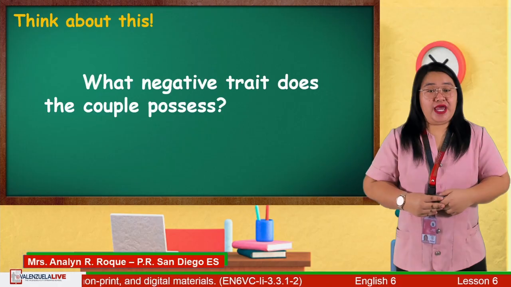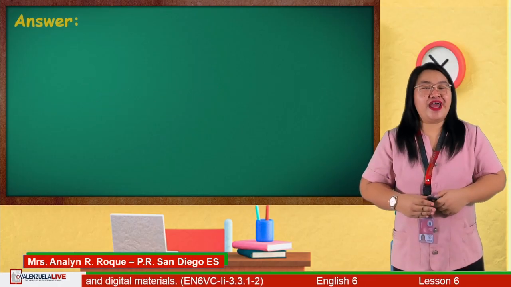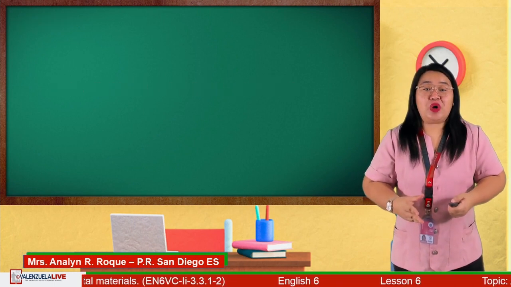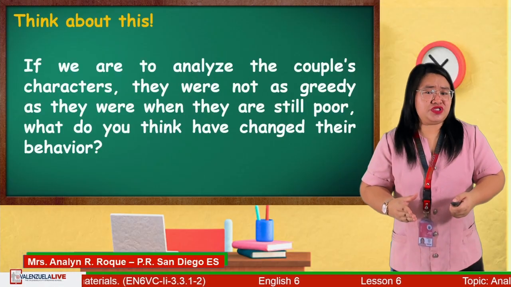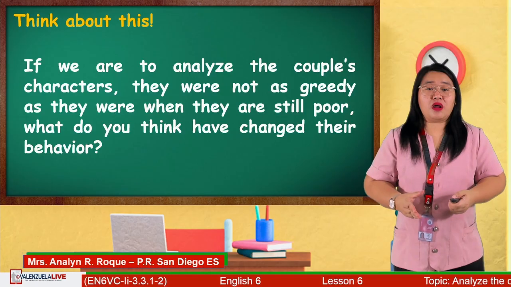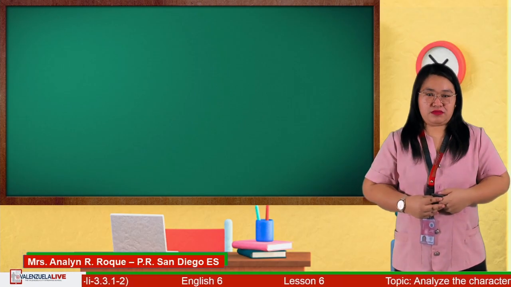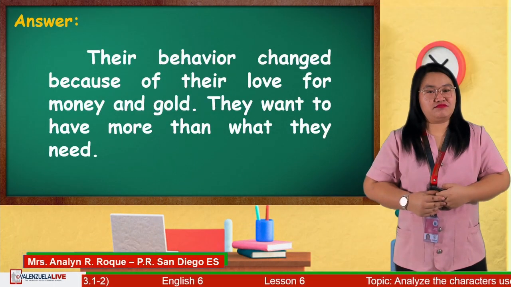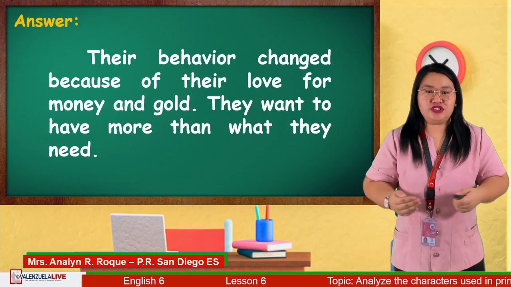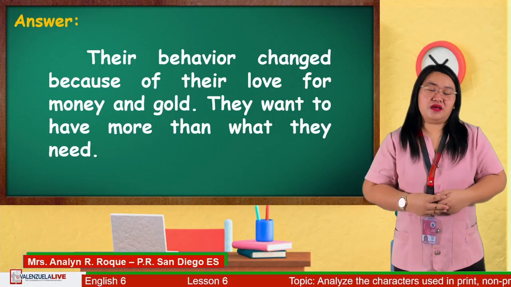What negative trait does the couple possess? You are correct. The couple became greedy. If we are to analyze the couple's characters, they were not as greedy as they were when they were still poor. What do you think have changed their behavior? Great observation. Their behavior changed because of their love for money and gold. They want to have more than what they need.